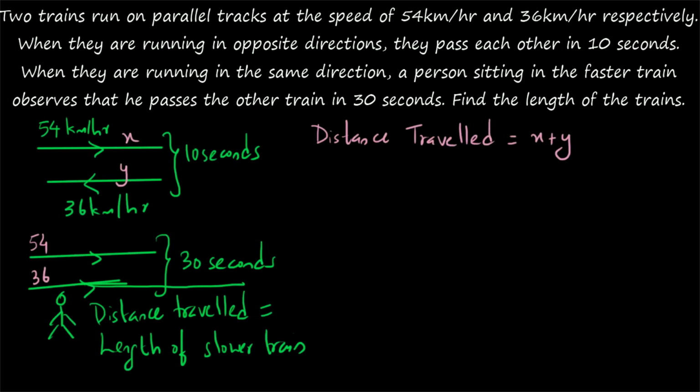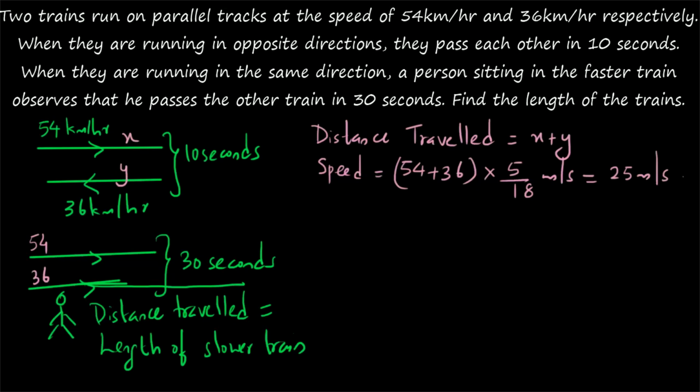And what is the speed? Speed will be equal to the relative speed. Relative speed will be (54 plus 36) into 5 by 18 meter per second. You have to add up the speeds since they are moving in opposite directions. 54 plus 36 is equal to 90. So 90 into 5 by 18 is equal to 25 meter per second. And the time is given 10 seconds. So how to write the formula? (x plus y) divided by 25 is equal to 10. So from that you will be getting x plus y is equal to 250. So that is the first equation.